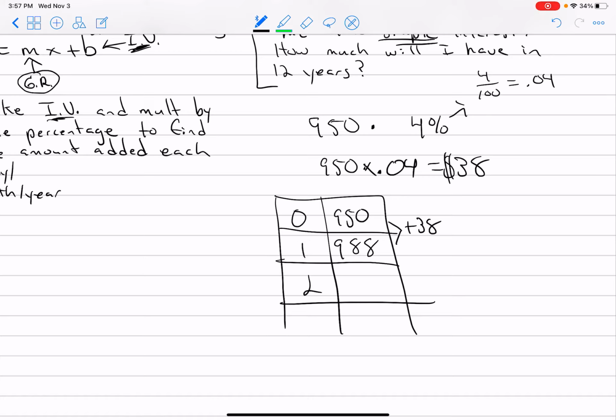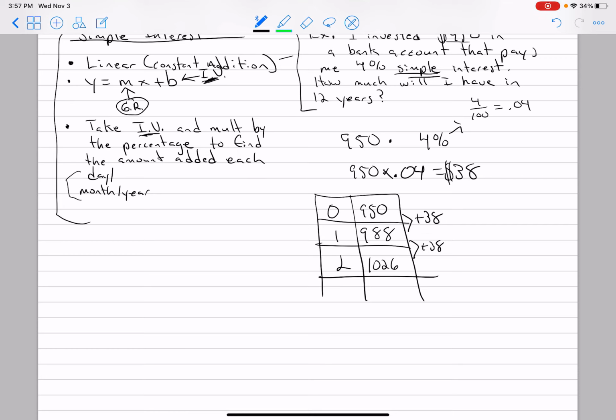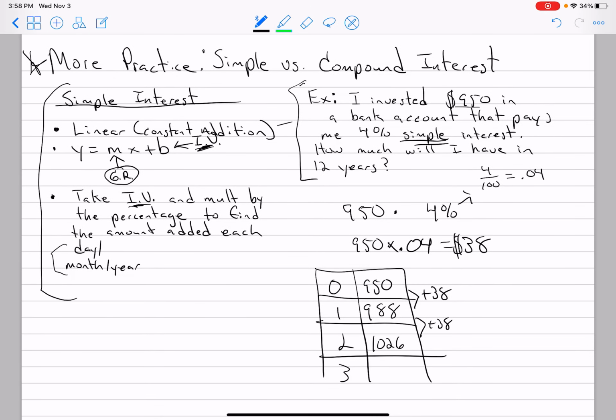In year 2, they're going to pay me another $38, right? Because they're giving me that 4%. So $988 plus another $38 is $1,026. And so on and so forth. So then I can write an equation, right? I could just keep doing this all the way up to, what did it say? It says, how much will I have in 12 years? But I don't want to do that. I don't want to keep doing this 12 times. So I'm going to write the equation.